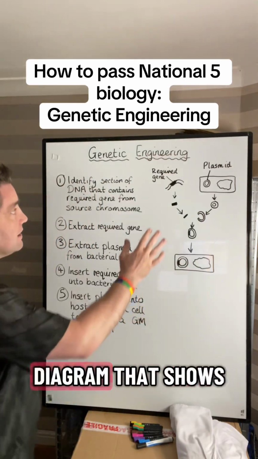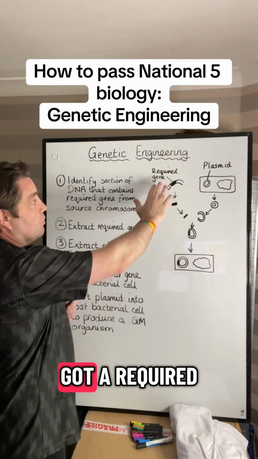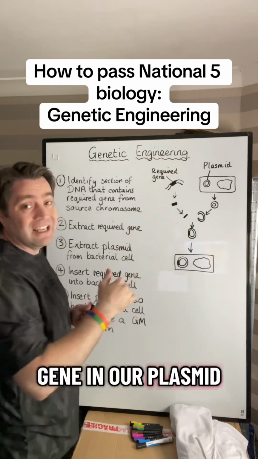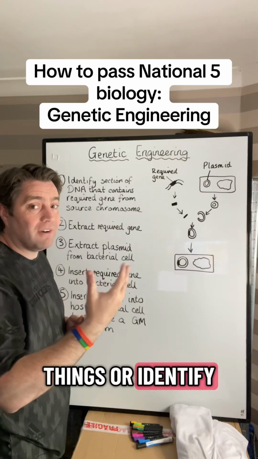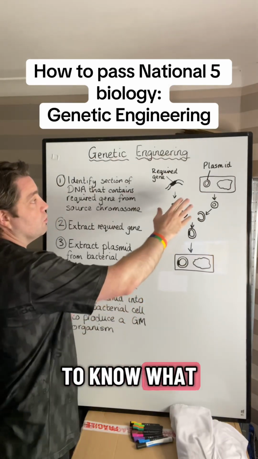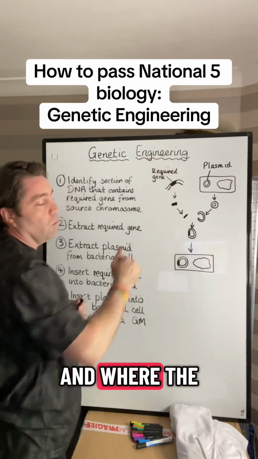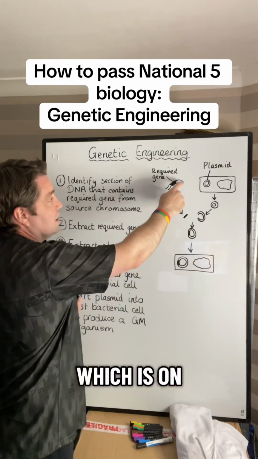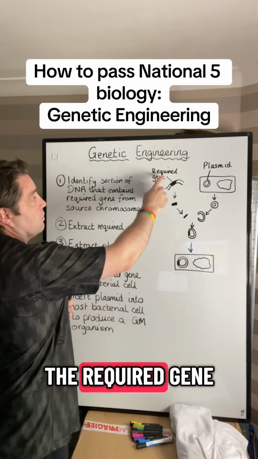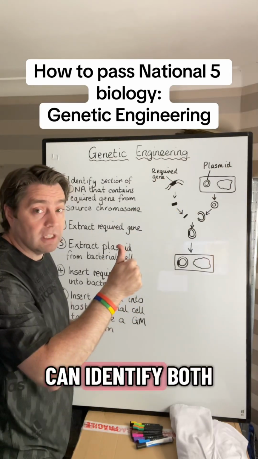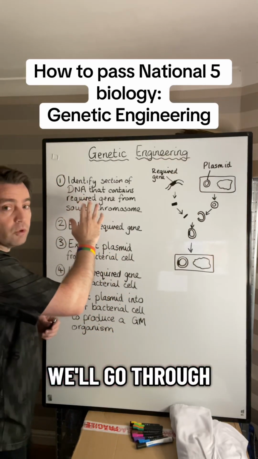Okay, so we've got a nice diagram that shows us the stages here, visually. So we've got our required gene and our plasmid. Sometimes in the exam they ask you to label these things or identify these things. So you need to know what the plasmid looks like within the bacterial cell here, and where the required gene is found, which is on these structures called chromosomes. So we need to find the required gene and the plasmid, make sure we can identify both of those things. So the stages, we'll go through them just now.